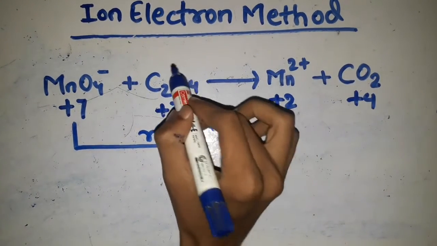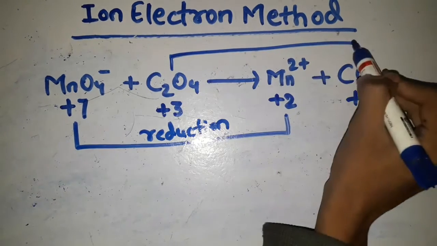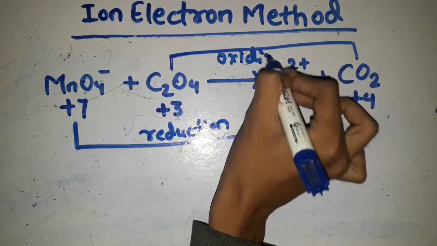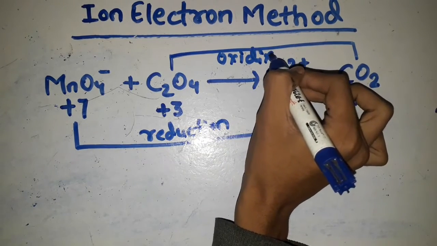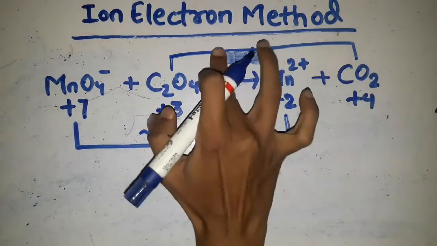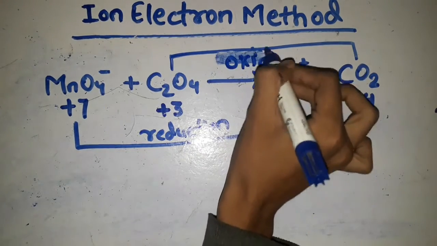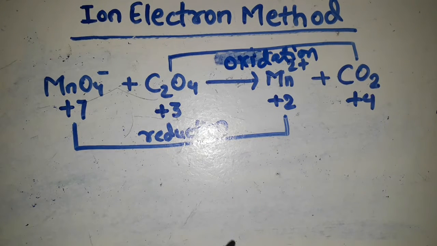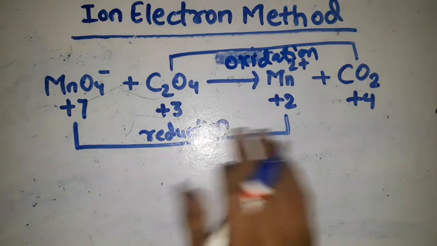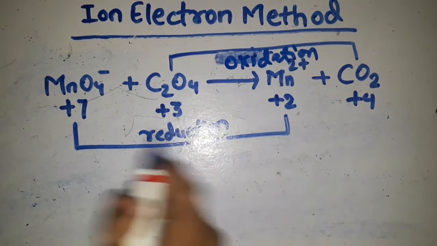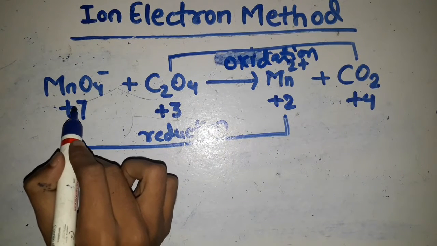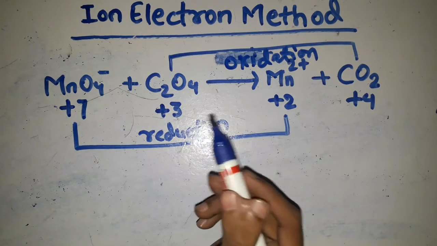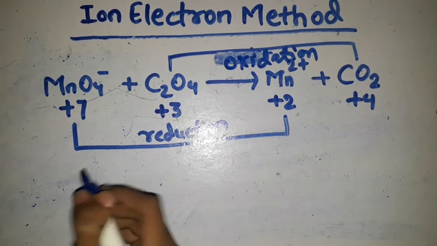And in C2O4, carbon is oxidized when it forms CO2. So we will write oxidation. Now we will move to our second step, that is breaking the whole reaction into two half reactions. The reaction in which reduction is happening will be written separately, and the reaction in which oxidation happens will be written separately.